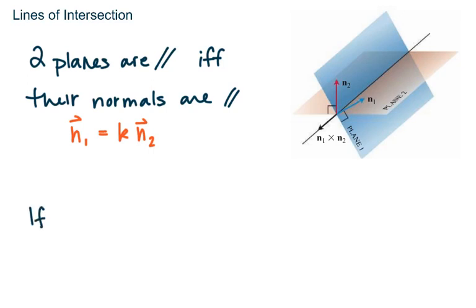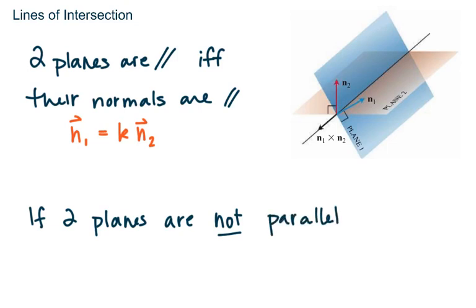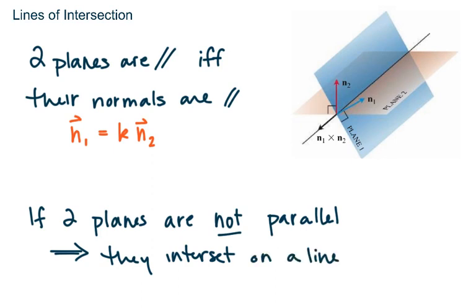Now, if two planes are not parallel, then they intersect at a line, as you see in the picture. So these do not have parallel normals. They have different normals. Plane 2 has normal n sub 2, and plane 1 has normal n sub 1.